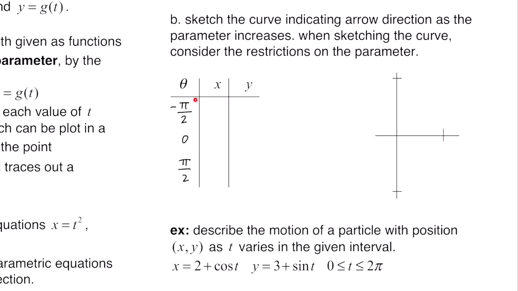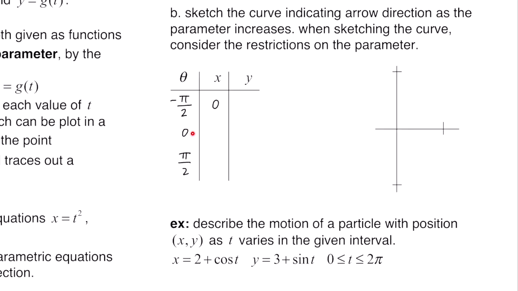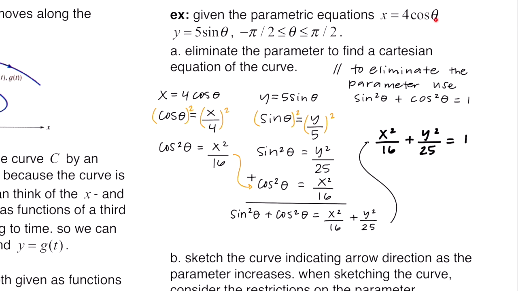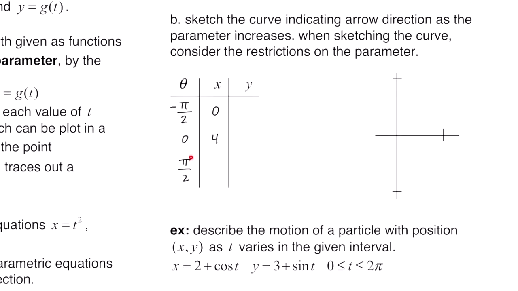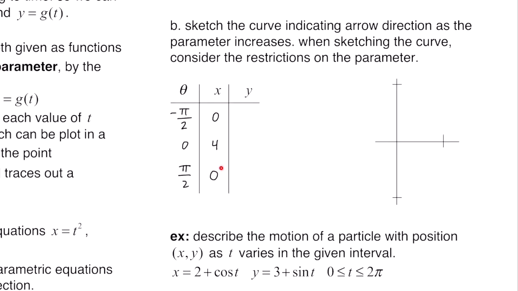And let's go ahead and plug these into our equation for x. So x is 4 cosine theta. First we plug in negative pi over 2 for theta, so cosine of negative pi over 2 is 0, and then 0 times 4 is 0. Next we're going to plug in 0 for theta, so cosine of 0 is 1, and 1 times 4 is 4. And then finally we'll plug in pi over 2. So cosine of pi over 2 is 0, and 0 times 4 is 0. So here's our values for x, and now we'll do the same for y.